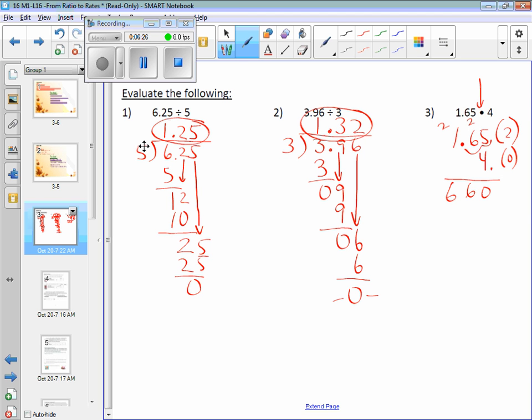But we only have 2 leaps. So starting from the far right, we leap it twice. And you get 6.60 or 6.6 if you want. And that's our final answer.